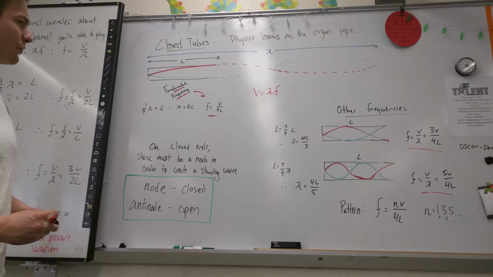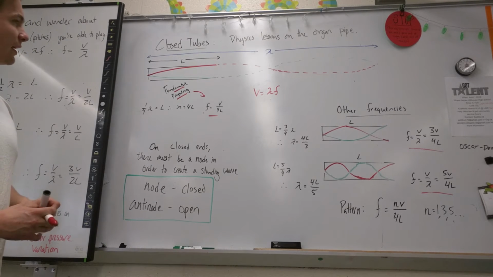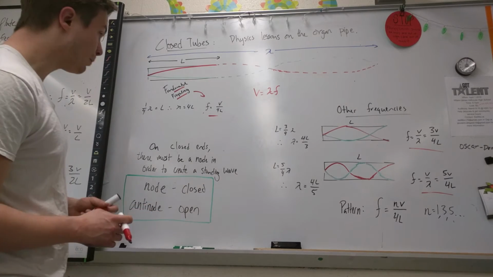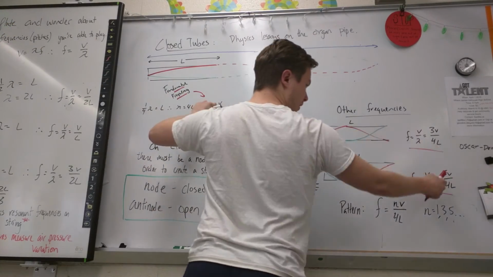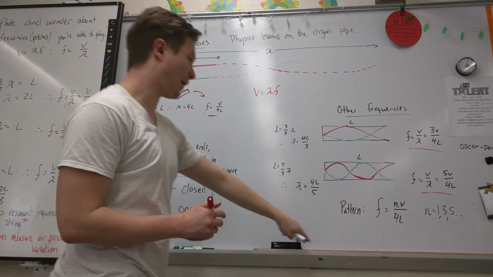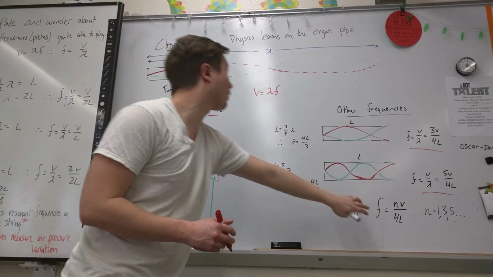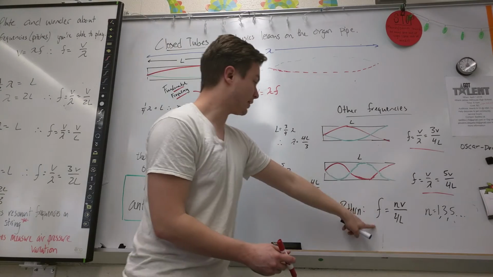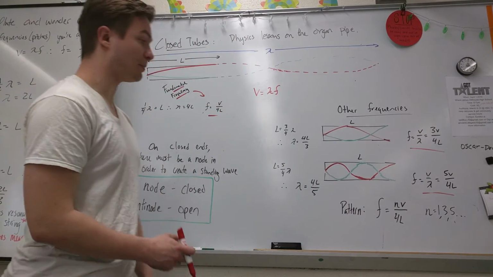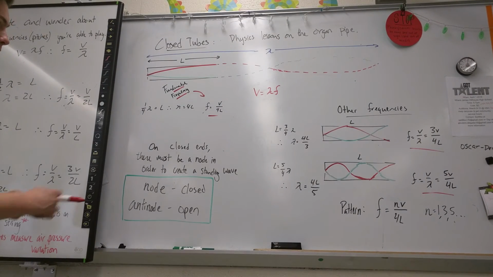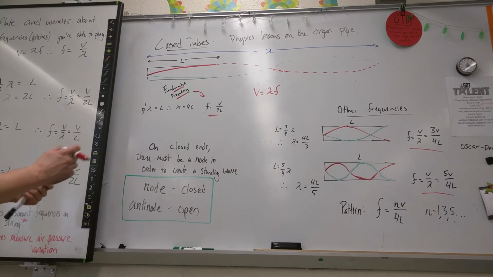I see a 4L on the denominator, and I see a V on the numerator, and it's going up. So I have a 1 here, a 3 here, and a 5 there. So my pattern for frequency in the organ pipe or any closed tube is n times V over 4L, where n can only be an odd number, 1, 3, 5, 7, 9, and so forth.